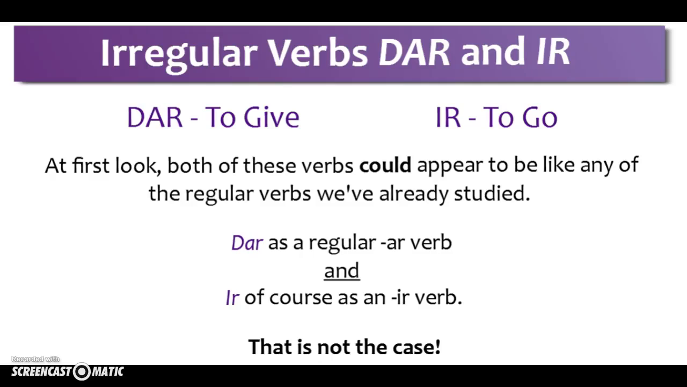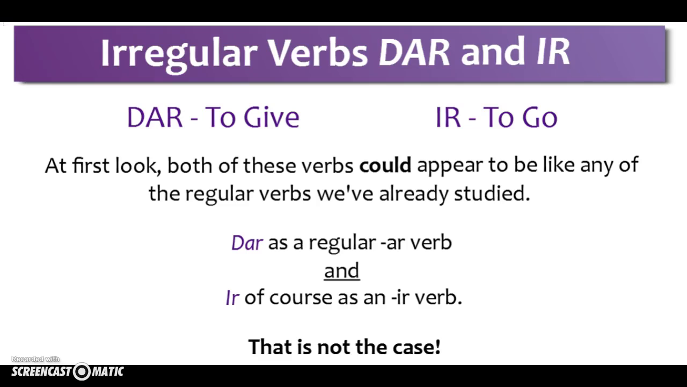Bueno, this lesson is going to cover two verbs that look pretty regular, but don't act very regular when we conjugate them in the present tense. These are the Spanish verbs dar, to give, and ir, to go. As I said, dar looks like a regular AR verb, and ir is as IR as an IR verb can get, but neither one of them is going to conjugate exactly like a regular AR or IR verb would.